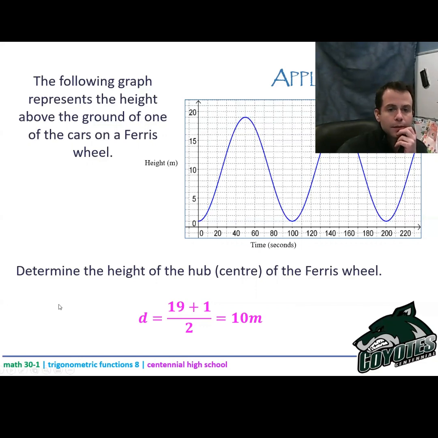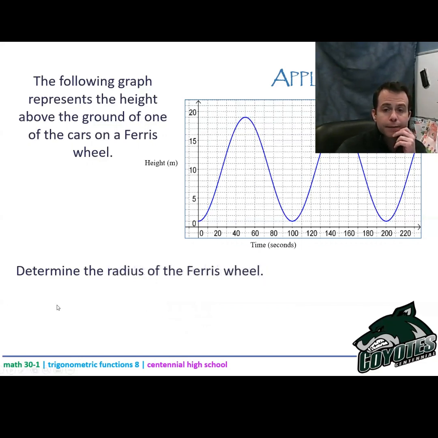Okay, then we say determine the radius of the Ferris wheel. Well, we talked about the context of all these. The radius actually is your A value. So to get your A value, you would take the maximum minus the minimum, so you get the full distance there, and then divide that by 2. Or if you want to just draw in your D value and count how far up you have to go, that's perfectly fine as well. Just make sure you're communicating what you're doing.